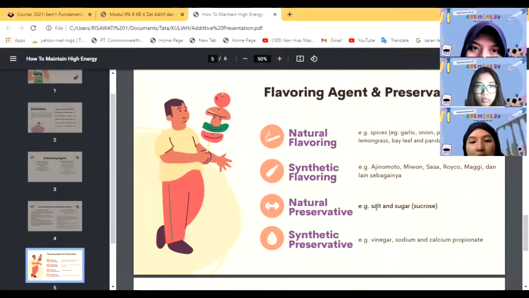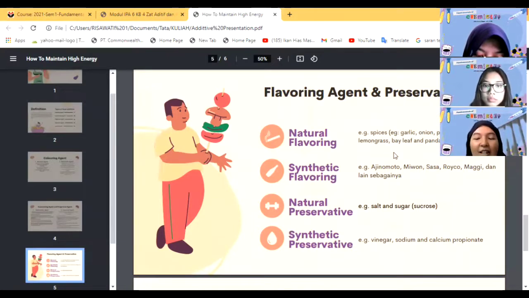And there is flavoring agent and preservative. For the flavoring agent, there are two: natural and synthetic. Examples of the natural are spices: garlic, onion, pepper, coriander, lemongrass, bay leaf, and pandan leaf. And for the synthetic flavoring agents, there are Ajinomoto, Miwon, Sasa, Royco, Maggi, and egg.